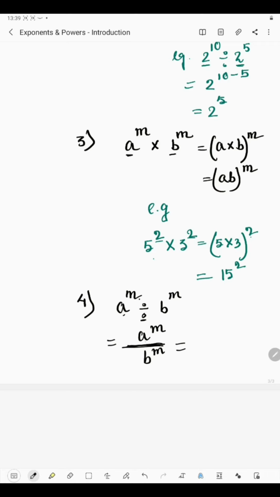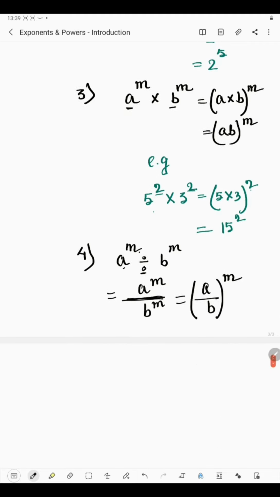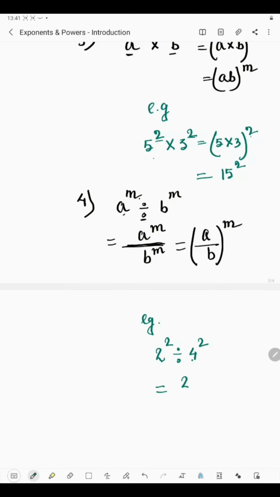Now here a's power is also m, b's power is also m. Since power is same and see here a is divided by b, so we'll write a is divided by b and the power is same here, so we will write m. Okay, so it is a by b is raised to the power m. Let's take an example. Suppose 2 to the power 2 and 4 to the power 2. Now 2 to the power 2 divide, so this is divide sign, then 4 is raised to the power 2.